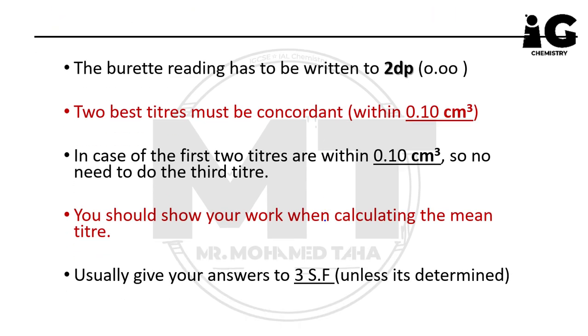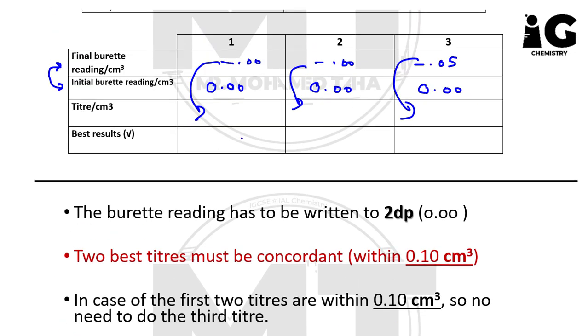So actually guys, also you should show your work when calculating the mean titer. This point is really important, and also it's mentioned in the examiner report. So once you get the values here, for example, let's say you have 20.10, and here for example let's say 20.15. So you see guys, these 2 values are concordant because they are within 0.10. So you could use them directly.